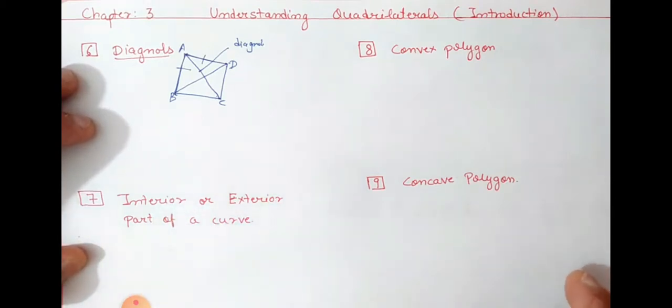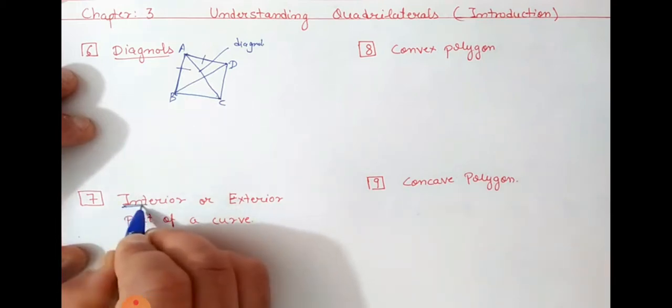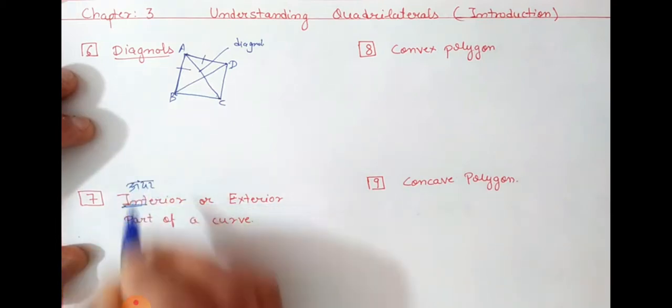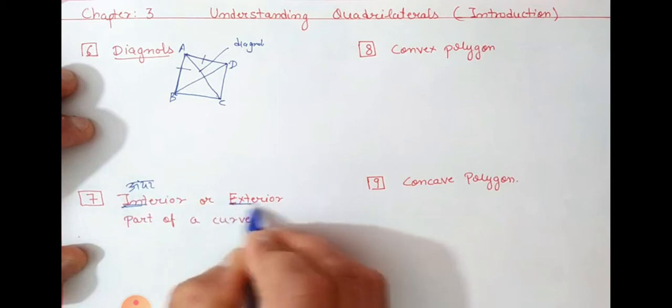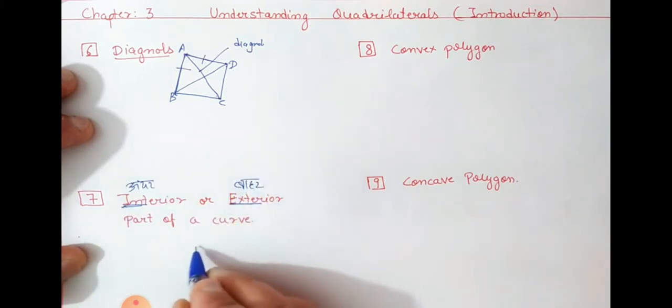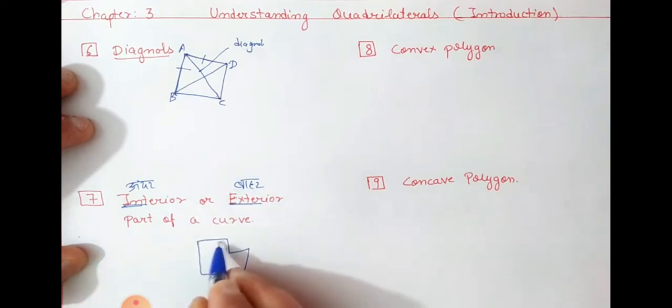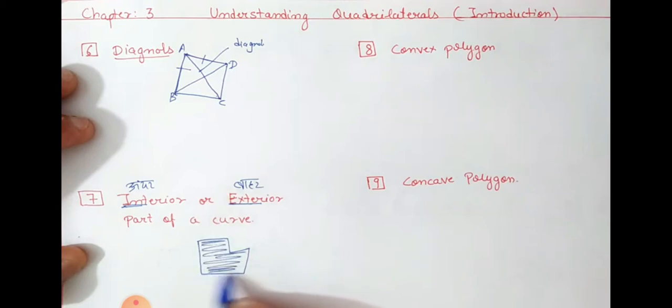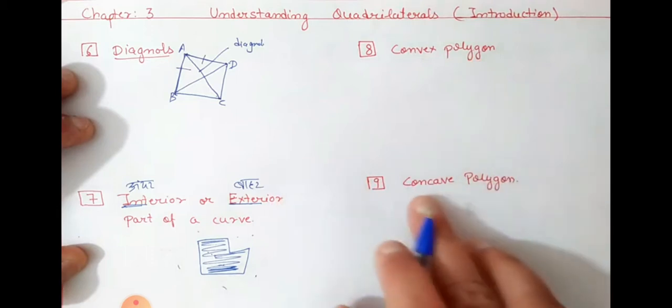Next one, interior or exterior part of a curve. Interior means inside of the curve, exterior means outside of the curve. Okay, now I will show the example. This is one small example of these curves. The shaded part is the interior part, and the dotted spot is the exterior part.